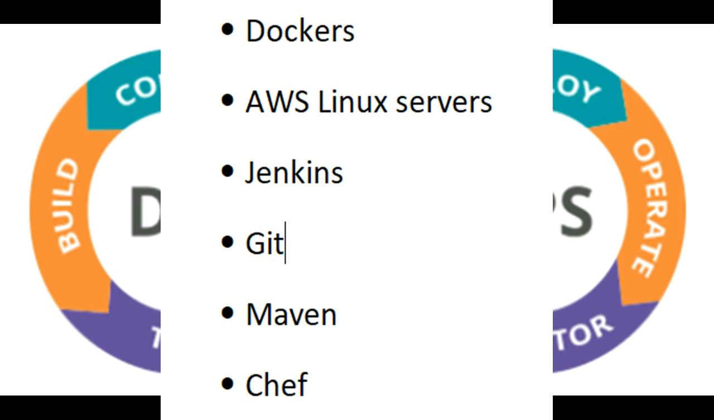But in this tutorial, we will be using Docker, Jenkins, Git, Maven, Chef, and we'll try to include the concept of AWS Linux server as well. But since it is paid, I will give a brief introduction of AWS Linux servers. So in this video we saw the concept of continuous integration and continuous delivery, and what are the tools that are generally used for DevOps. Thank you.